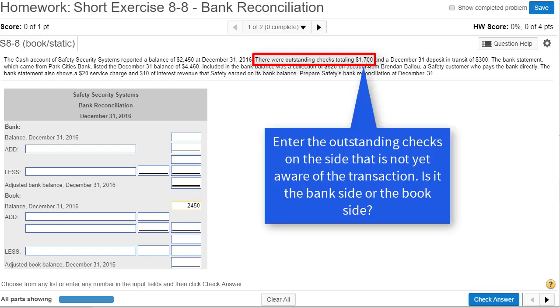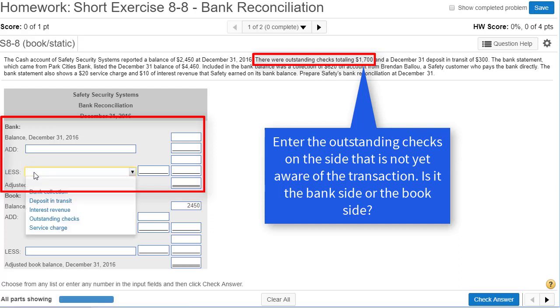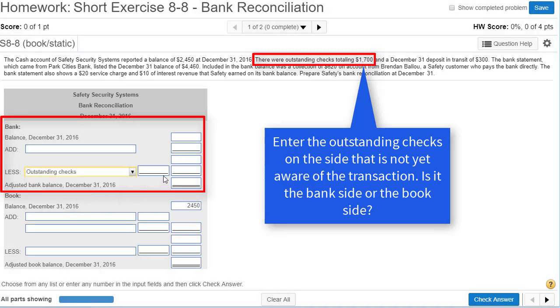So we have to enter these outstanding checks on the side that did not know about them. So who did not know about them? The bank or our records? Well, the bank did not know about them. Then we have to make a decision. These checks, would they be added to our cash balance in the bank statement, or would they be subtracted? Because these are checks we wrote, they would be subtracted. So we're going to put them on the left side. Outstanding checks, $1,700.